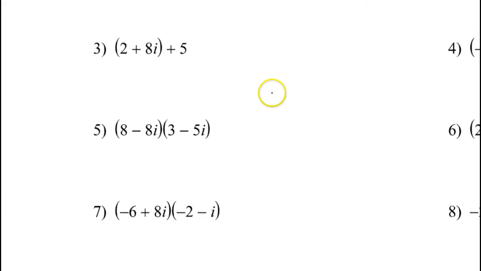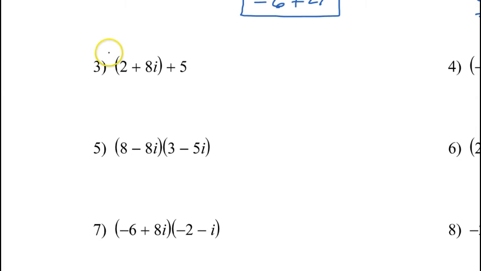Let's take a gander at number 3. Okay, these parentheses aren't really doing anything. There's nothing in front of the parentheses, so it's really just a matter of like terms. So I've got the 2 and the 5 make 7. So I've got 7 plus 8i. That's the end of number 3.